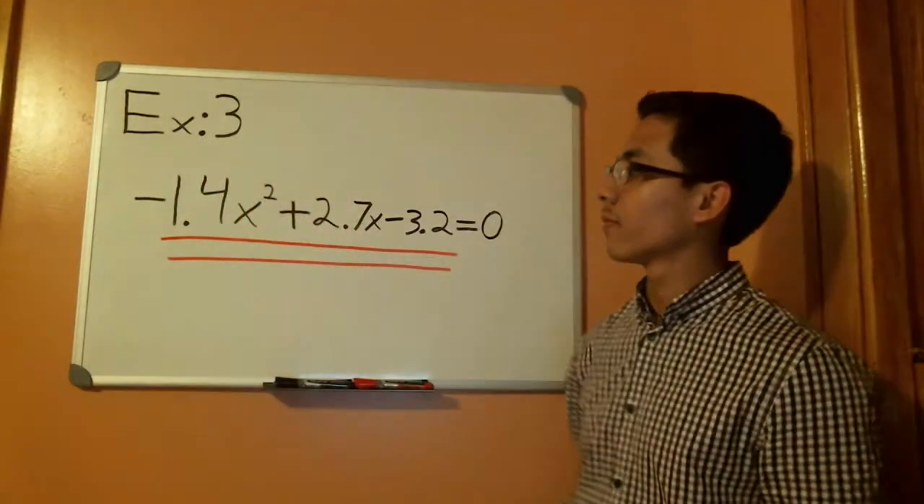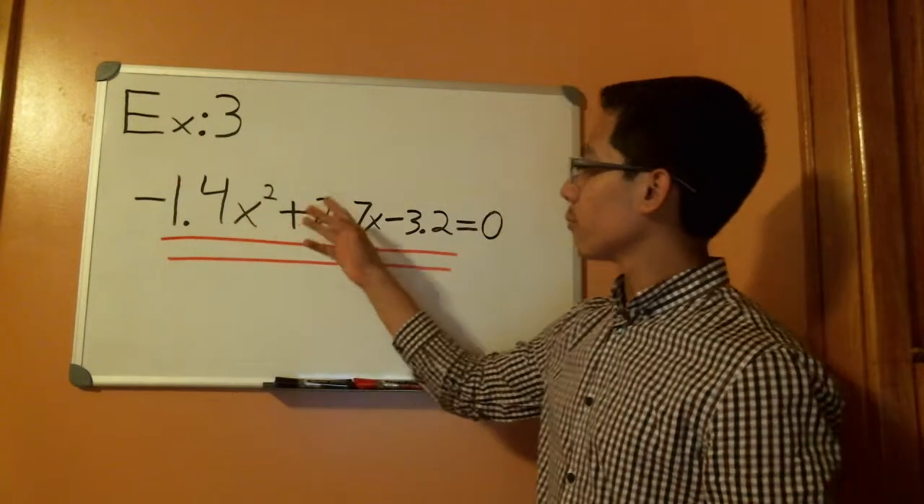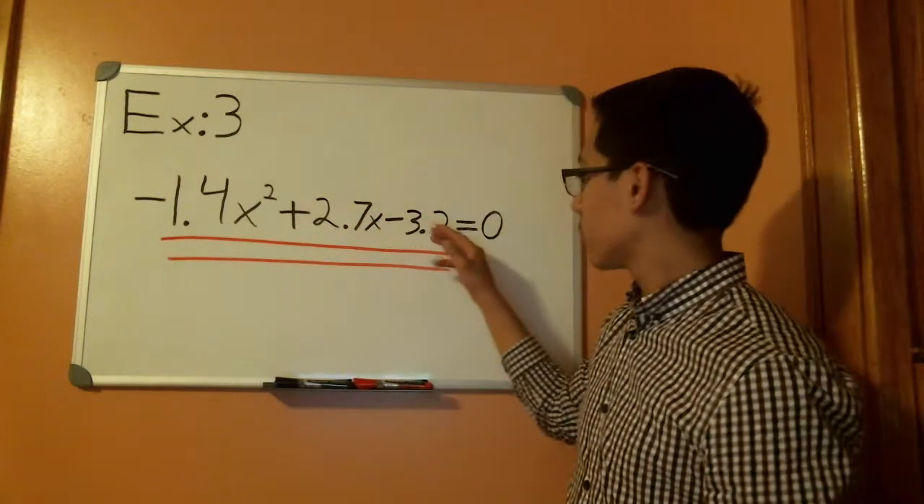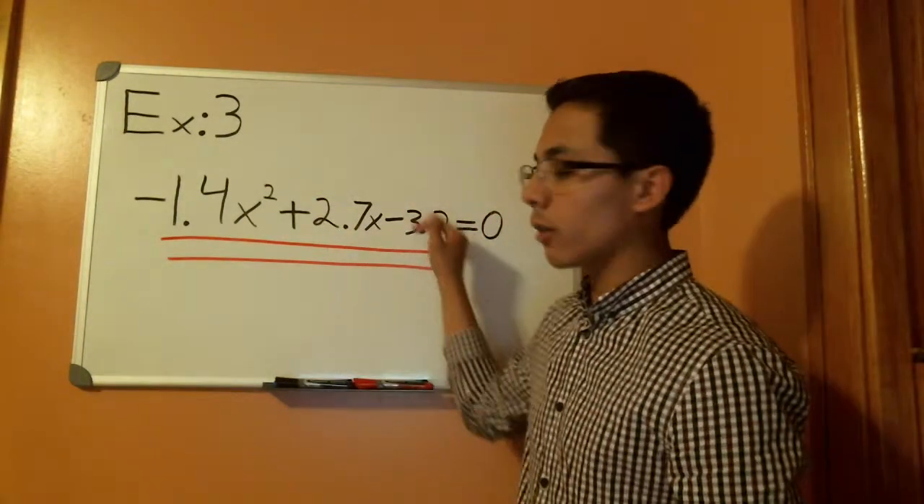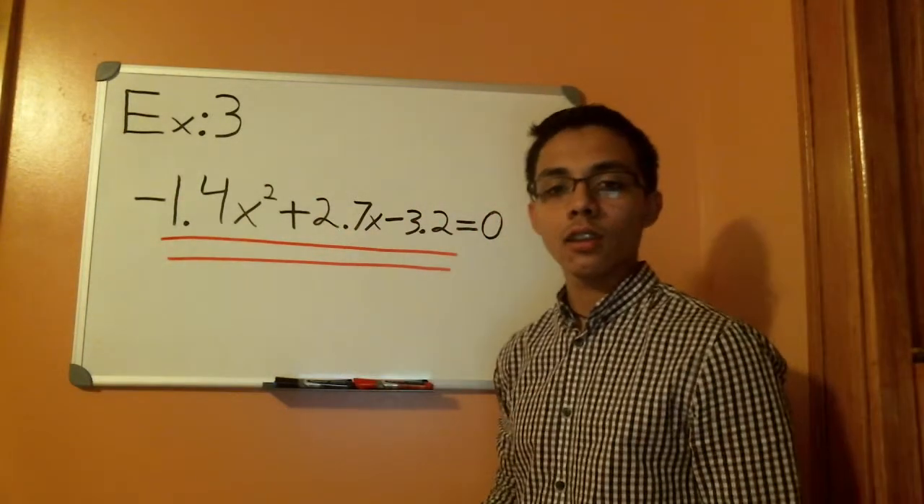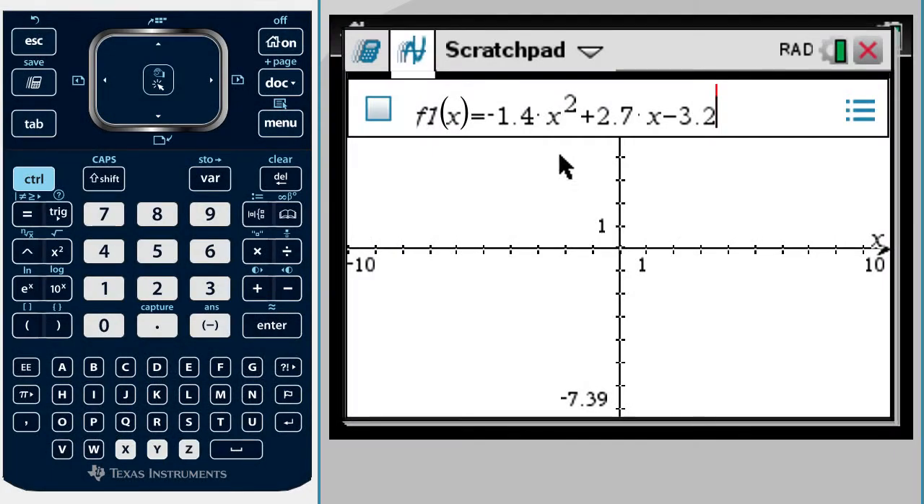Example 3. Again, since negative 1.4x squared plus 2.7x minus 3.2 is already set to 0, let's plug this whole function into the graphing calculator. Now let's see what this graph actually looks like. Once again, to save time, I've already inputted the function. Then press enter to draw the graph.